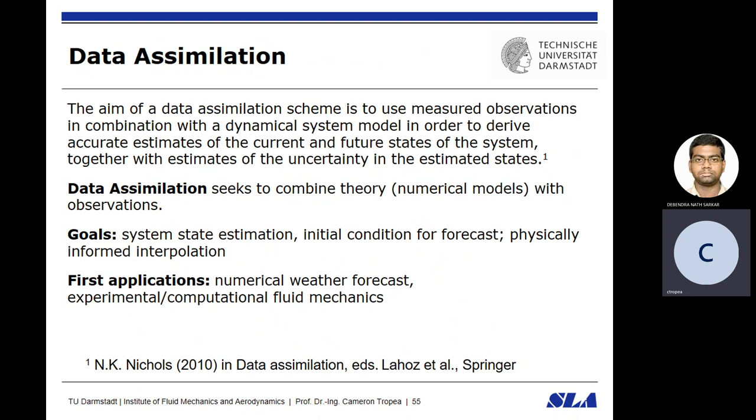So now we're really talking about data assimilation, which is to use measured observations in combination with a dynamical system model in order to derive accurate estimates of current and future states of the system. So you're predicting. It came from weather analysis, of course. You want to predict the weather, so numerical weather forecasting. So you're making the forecast. And this is, of course, what we try to do.